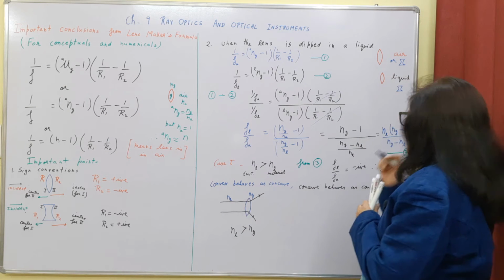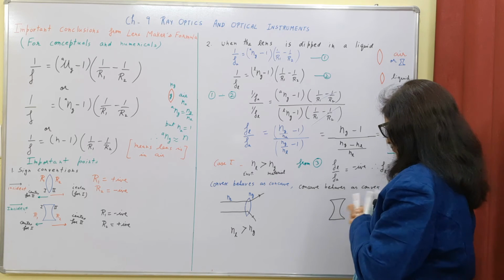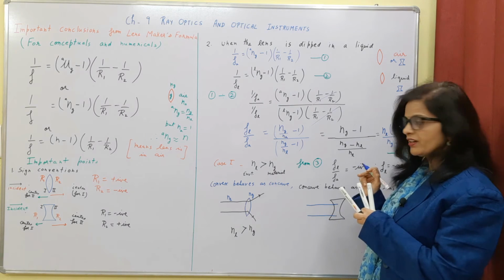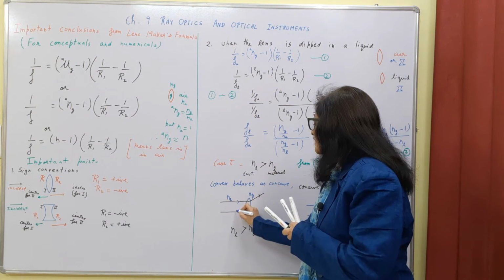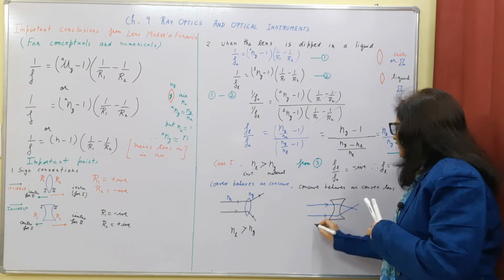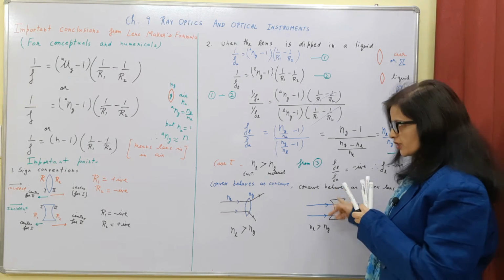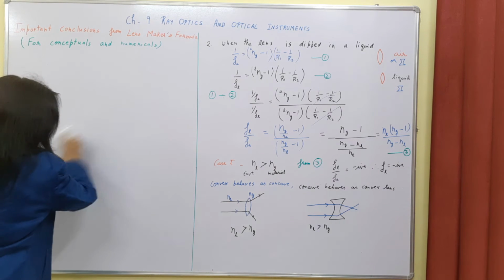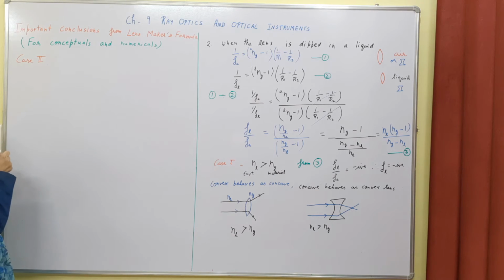Right? And if this is the case for concave lens, what will happen? The parallel rays, though the natural nature of concave lens is diverging, but it will converge because its nature will change when it is kept in a liquid whose refractive index is greater than the refractive index of the material of the lens. So this is the first case. Second case, for discussing the second case, I'll have to rub the board. So for case 2, we are taking NL is less than NG.